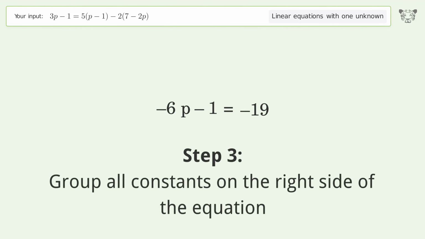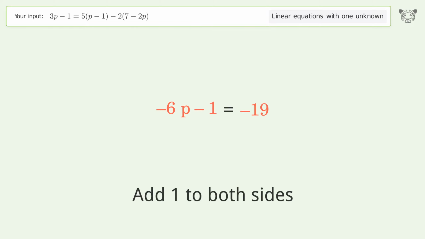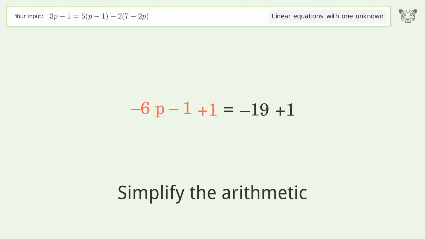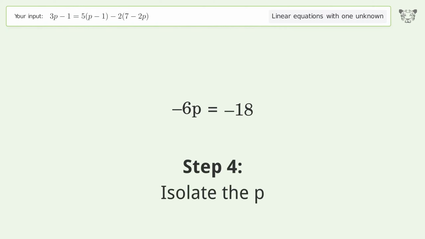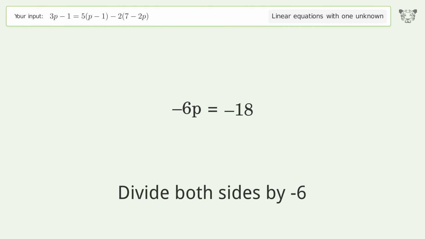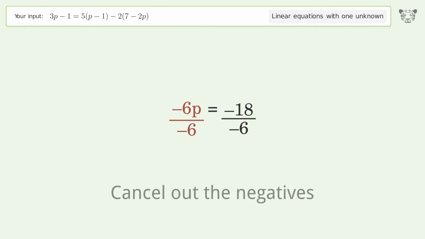Group all constants on the right side of the equation. Add 1 to both sides. Simplify the arithmetic. Isolate the p. Divide both sides by -6. Cancel out the negatives.